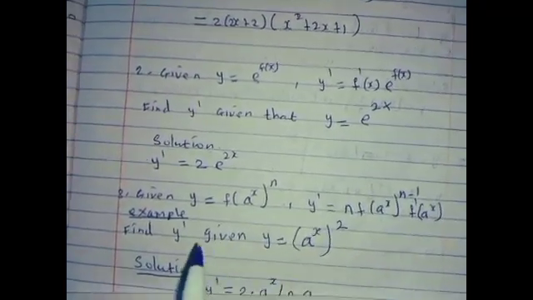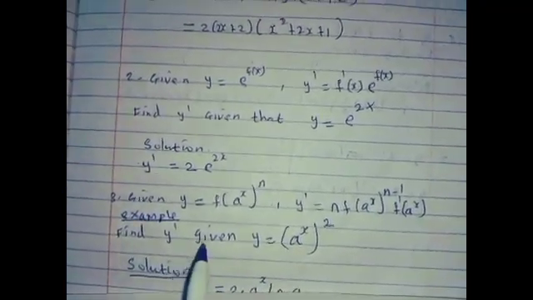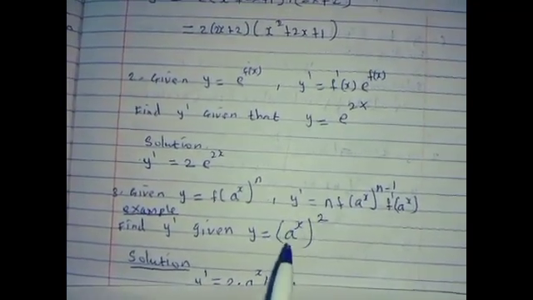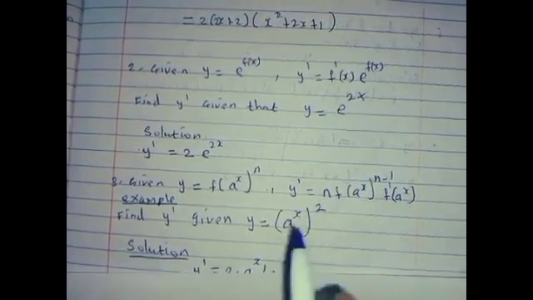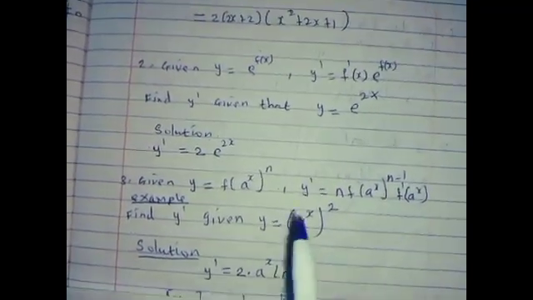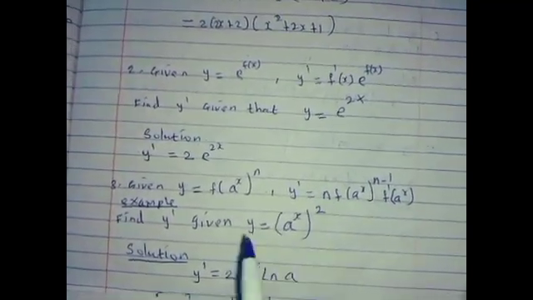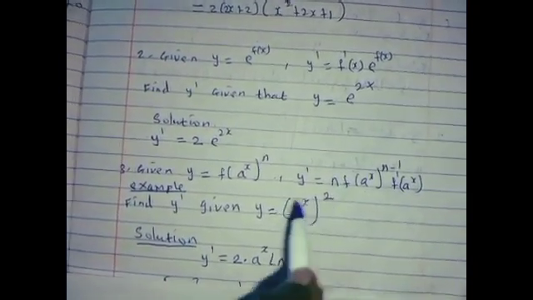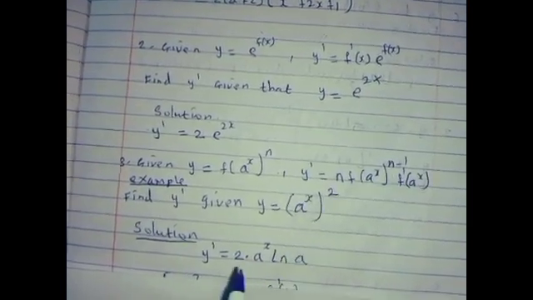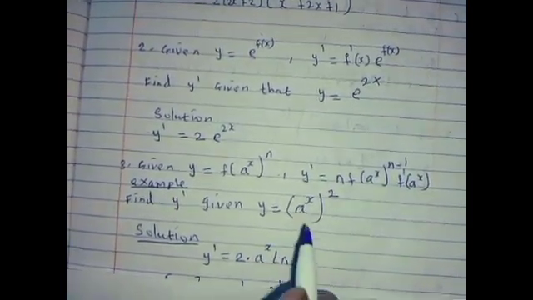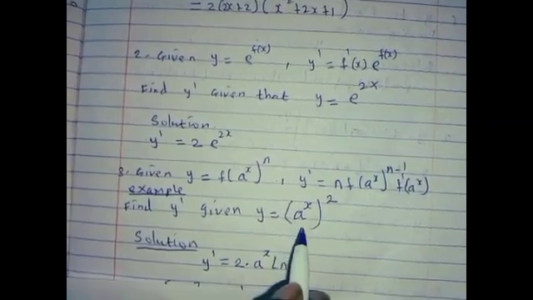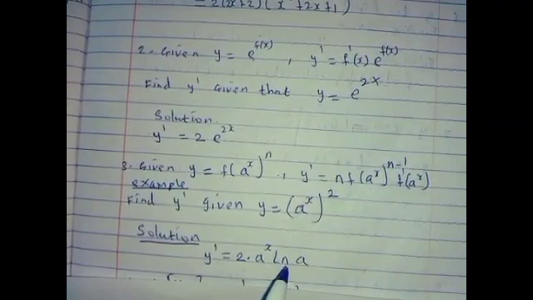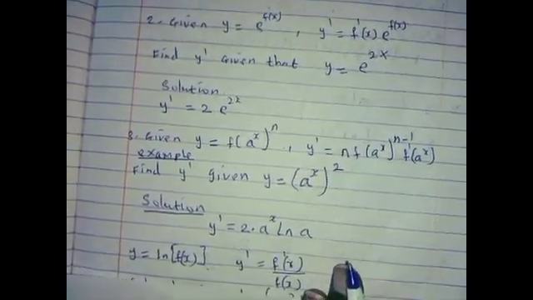For example, find the derivative of the function y is equal to bracket a power x bracket squared. First, n is 2, so we bring 2 in front, multiplying by our function in the bracket, a power x. Then we differentiate a power x. When a power x is differentiated, it gives us natural logarithm of a times a power x, and that is the result.